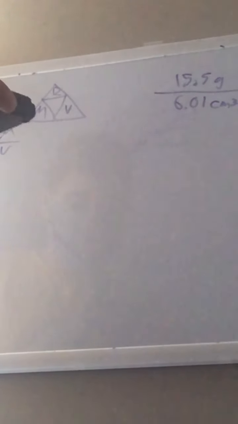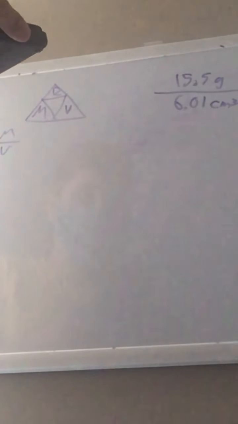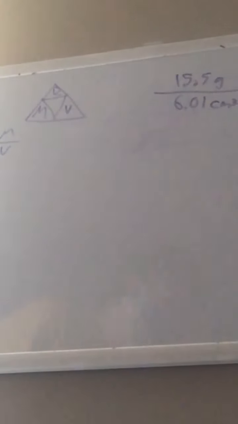So, I pretty much drew it up, and all you have to do is divide the mass over the volume. And if you divide the mass over the volume, you will get density. Now, I use a calculator for this because I would not like to do all that division by hand. So, if you type 15.5 divided by 6.01, I typed it in right. See it right here?